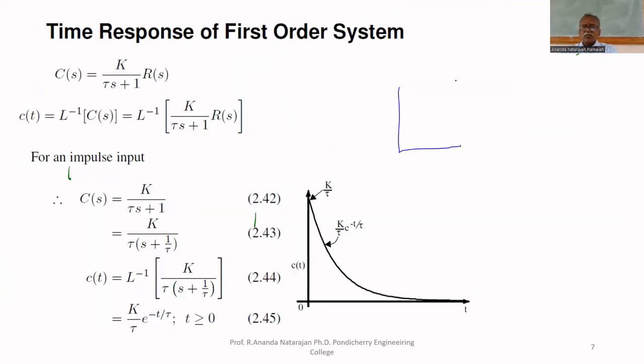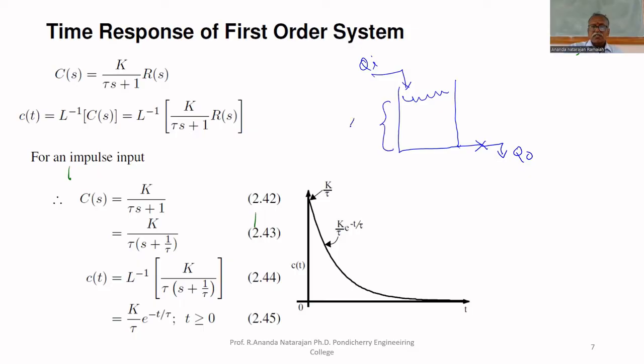What is this system? This is a level system. There is an outflow rate Q naught and an inflow rate QI, like your overhead tank at home. QI is the inflow rate, Q naught is the outflow rate, in liters per hour, liters per minute, or kg per minute or kg per second, like that.